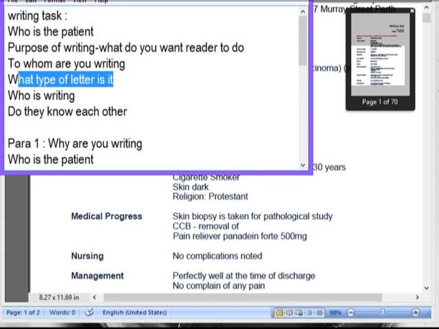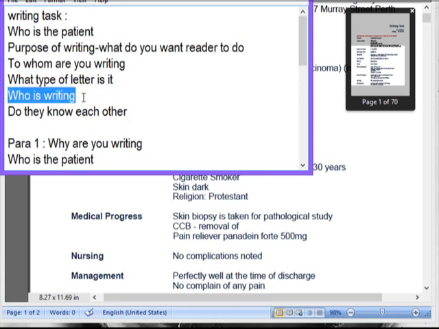So there are 4 types of letters, and those 4 letters are a discharge, transfer, referral or information letter. Now this information letter is also called as an advice letter. Who is writing? So we know that we are the nurse, or I am the nurse, I'm going to write the letter, but sometimes they give the name of the nurse, so you have to end your letter by writing the name of the nurse.